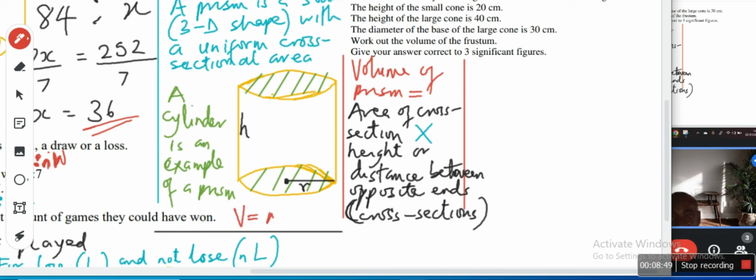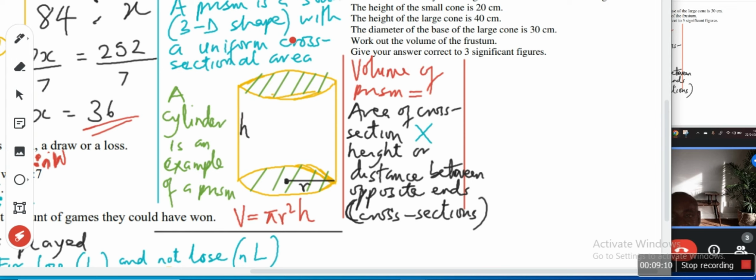V is pi r squared h. Pi r squared stands for the circle, then times the h, which is the distance between the cross sections. Remember, the volume of a prism is the area of the cross section, in this case a circle, times the distance between them.